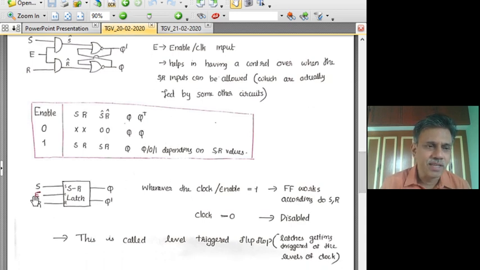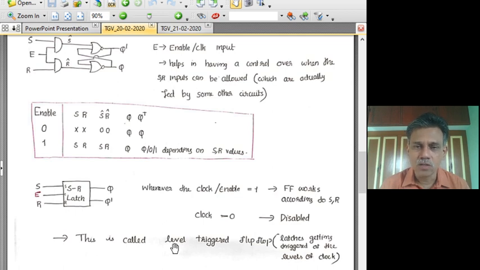So here we see that when enable is 1, then this SR latch will work. When enable is 0, it will not work. So we can view that this latch is what is called level triggered. That is, the level 0 or 1 triggers or makes this latch work. So this is more often called a level triggered flip-flop.